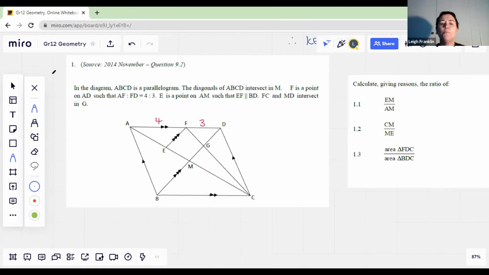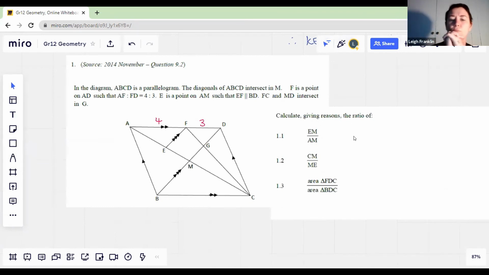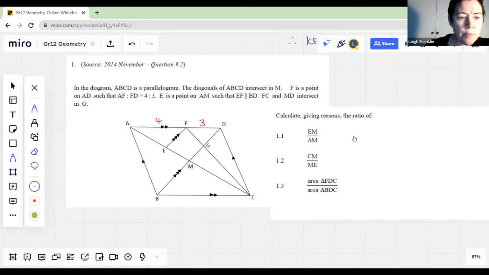Now, this is a little bit more of a complex diagram, isn't it? It's not just two triangles next to one another. There's a parallelogram. There's potentially more than two triangles. So now we've got to sift through a little bit more information in order to answer the questions. These are the questions. Let me put the chat over there. Let's have a look at what they're asking us to do. They're asking us to work out the ratio of EM over AM. So what I want you to do is go and identify where EM and AM are. So Matrix, can we see?